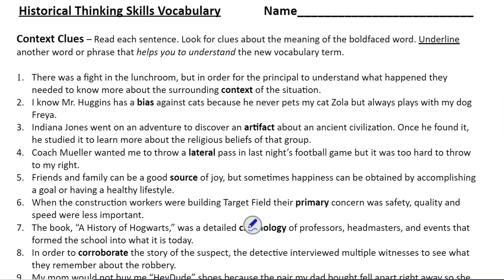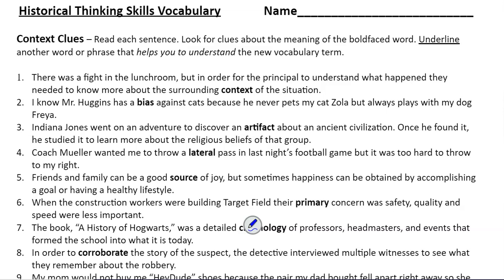Hey there, historians. Understanding vocabulary words is critical when we're trying to understand a new concept. If I don't understand these vocabulary words, I'm going to have a hard time understanding what anything is really talking about. So we're going to make sure that we practice these vocabulary terms before each new topic to make sure that we can understand the actual historical information.